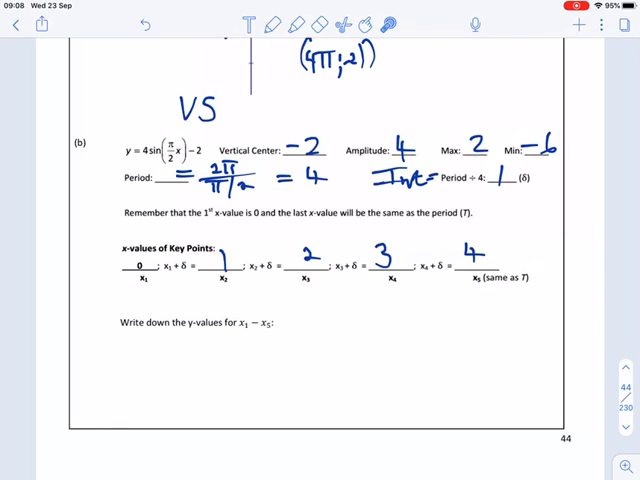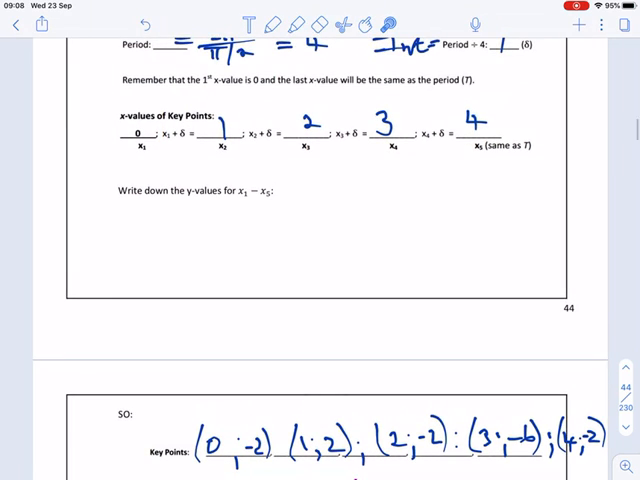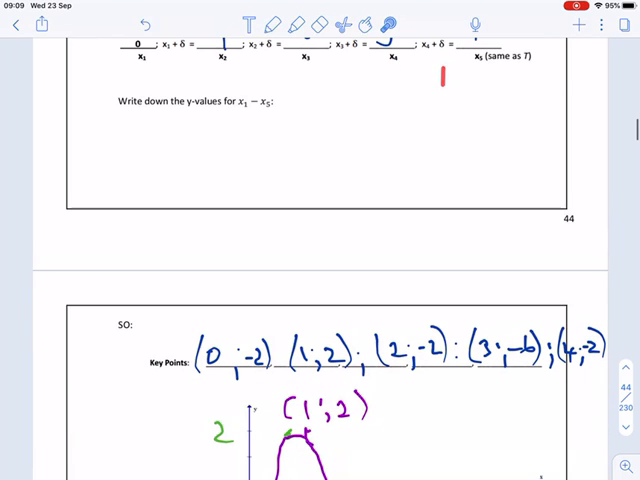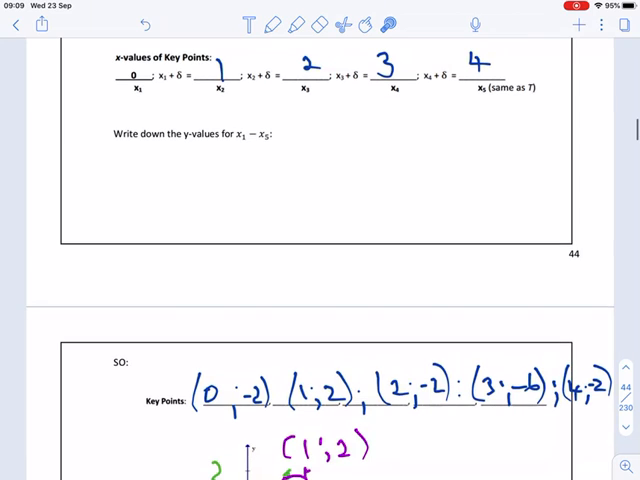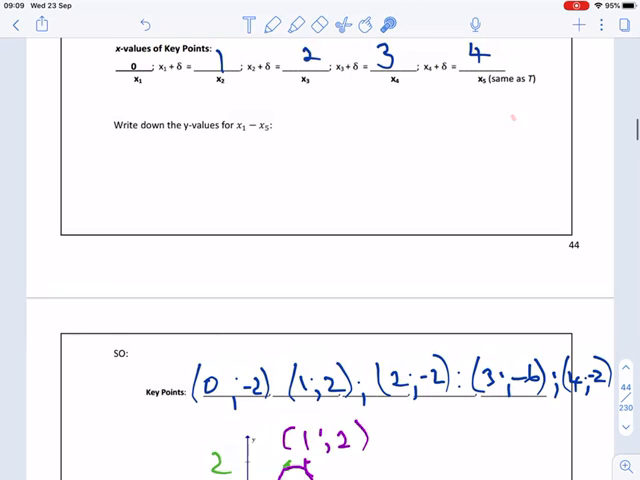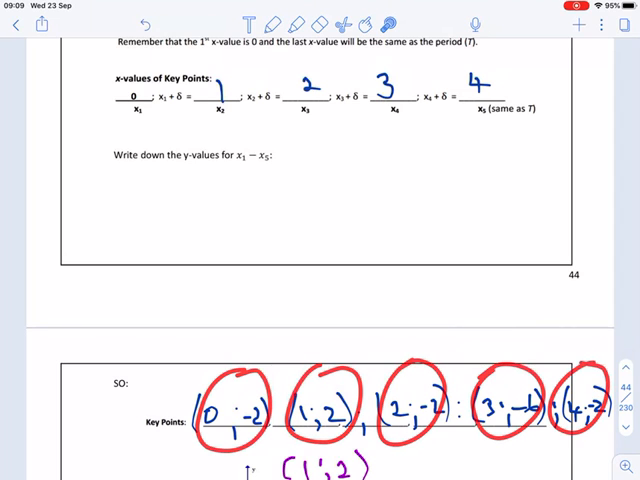Right, now this is a sine graph. And it's a positive sine graph. So this sine graph should start at the central position, which is -2. So when I go to 0, I must be on -2. So 0, -2. Then I must go to the top. So the top was 2. So it's 1, 2. Then I must come back to the center. Then I must go to the bottom, which is at -6. So at 3, I must be at -6. And then I must come back to the center. There's my 5 points forming the butterfly.